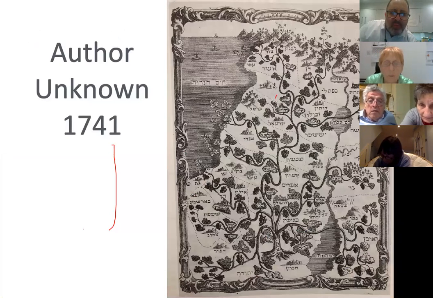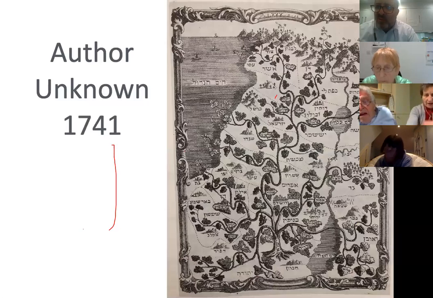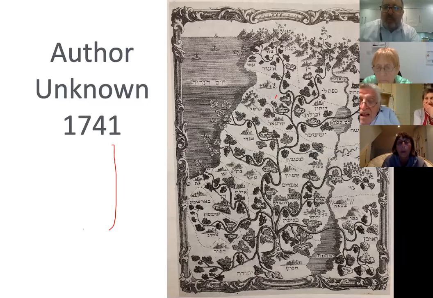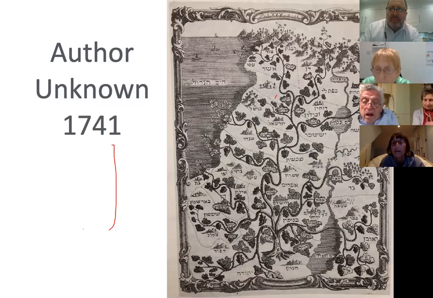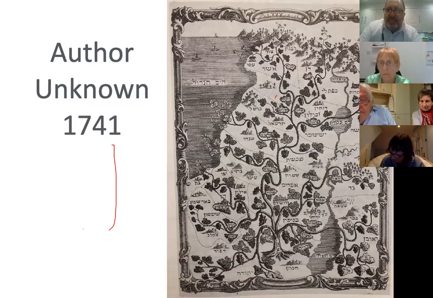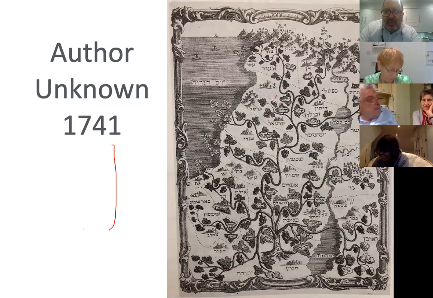So this one, we don't know who the author is. It shows Israel as a tree of grapes. It's all in Hebrew. We know very little about it, but it is just a beautiful example of a Hebrew map. It's also north-oriented, so we're starting to get something that's more conventional. And there is something nice about seeing the tree of life being interpreted as on a map.